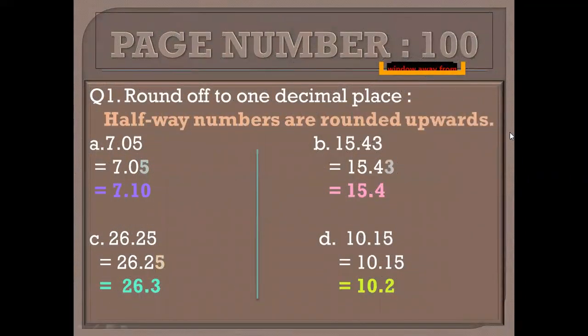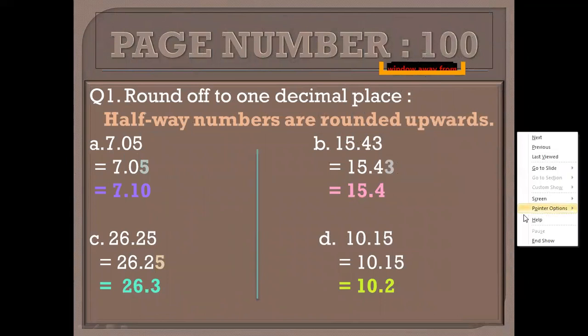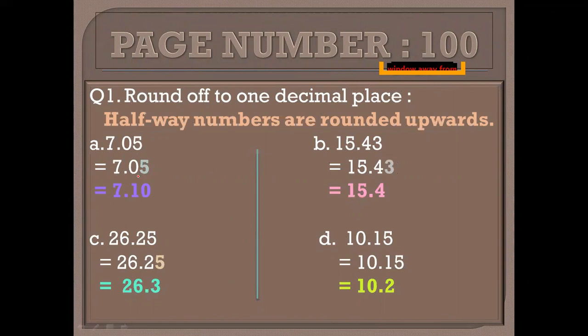Part A is 7.05. When we round off a number to 1 decimal place, we always check the number which lies on the hundredths place. According to that number, we round upward or downward the number which lies on the tenths place.